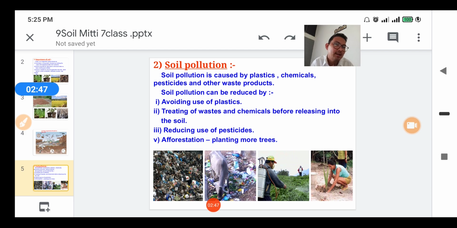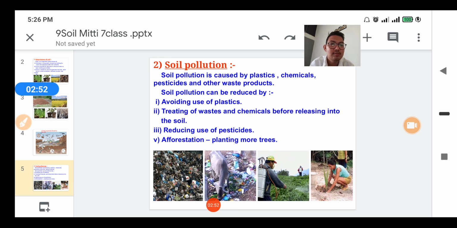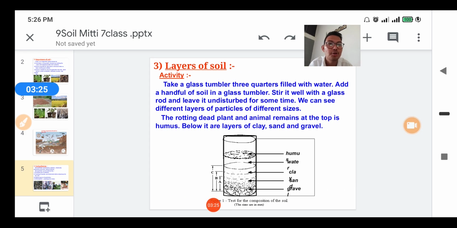We all know that soil pollution is caused by plastics, chemicals or pesticides and other waste products. So now the thing is how we can reduce soil pollution. We need to avoid using plastics. Next, we should treat waste and chemicals before releasing them into soil. We should reduce the use of pesticides, and do afforestation and plantation. This is very important. In your home also you should at least grow 1 or 2 plants on your own.